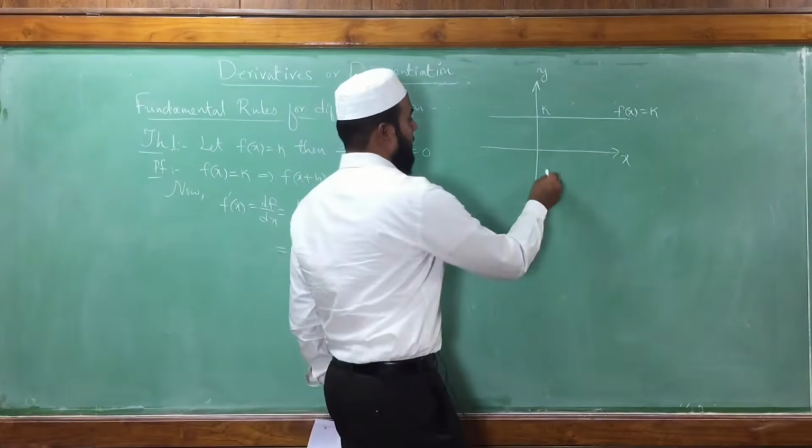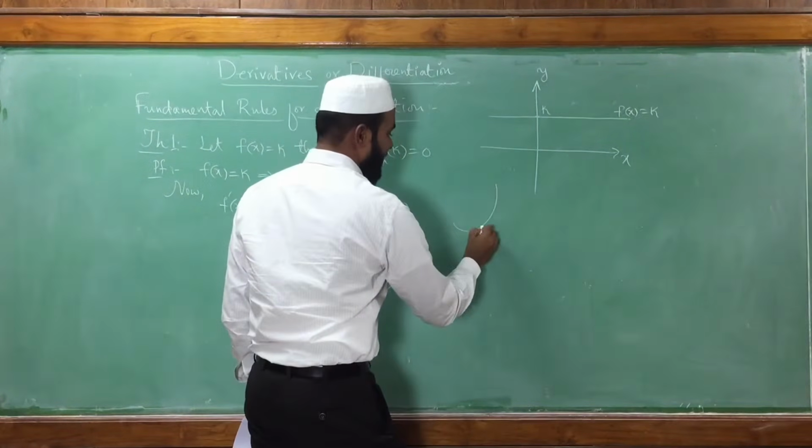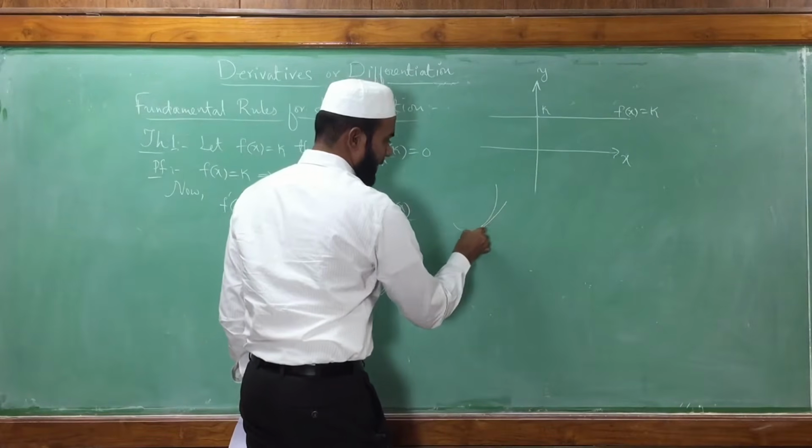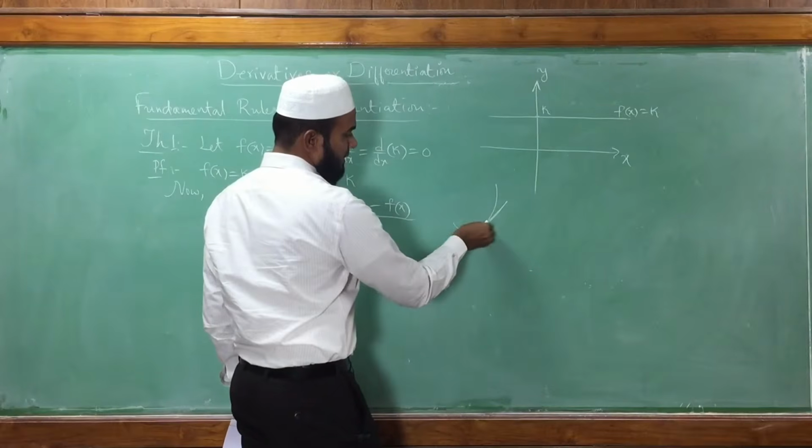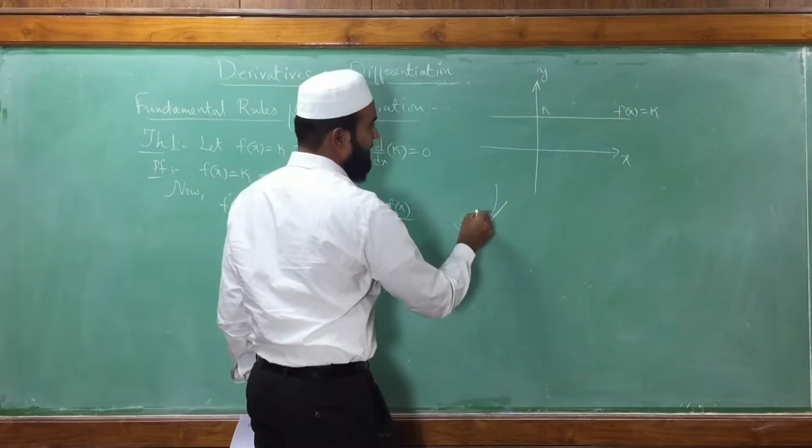You can see, suppose the curve is like this, then I can draw a tangent like this, which has some slope. Slope is 0 means this tangent should be straight. Tangent should be straight.